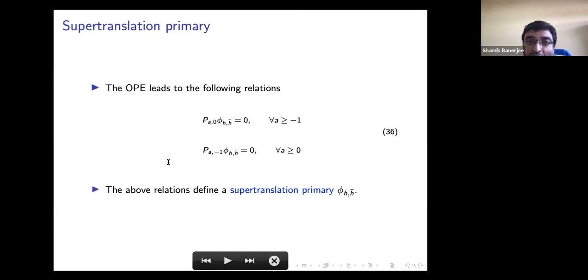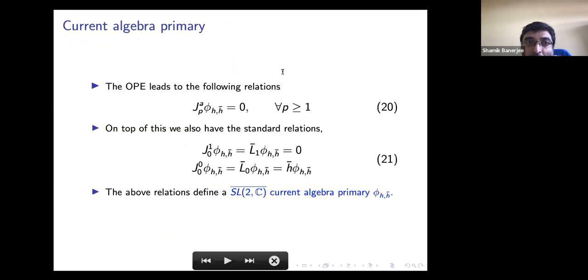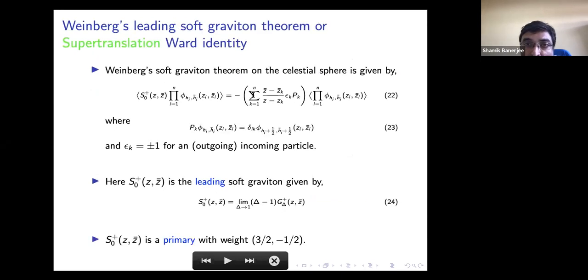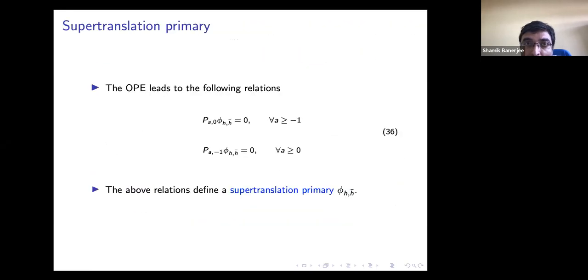Okay, so we can also define the super translation primary in this way, and so we can see that every this phi HH bar has to be a primary of the SL2 bar algebra, and the super translation. Can I ask a question? Yes, please.